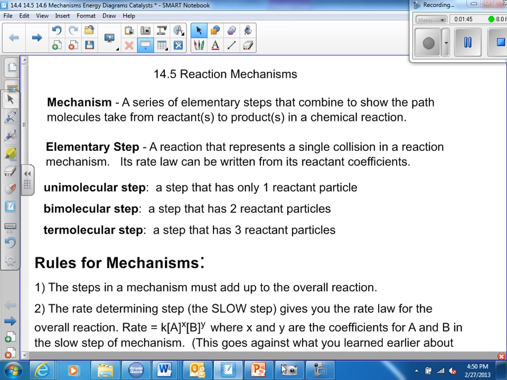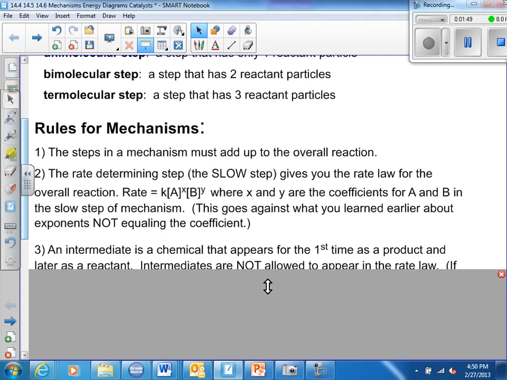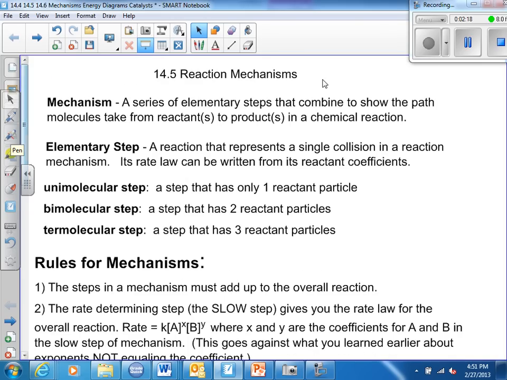Okay, some rules for mechanisms. You should have these written down already. The steps have to add up to the overall reaction, and these might not seem to make any sense, but they will once we put this into action. The rate determining step, or the slow step, you're always told which step is slow, or you're given information to figure it out. The slow step gives you the rate law for the overall reaction, where x and y are the coefficients. That's this little part up here that I was just talking about.